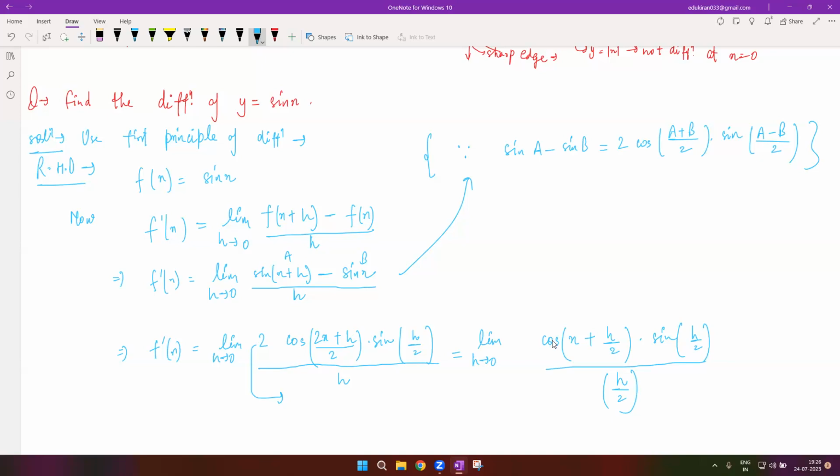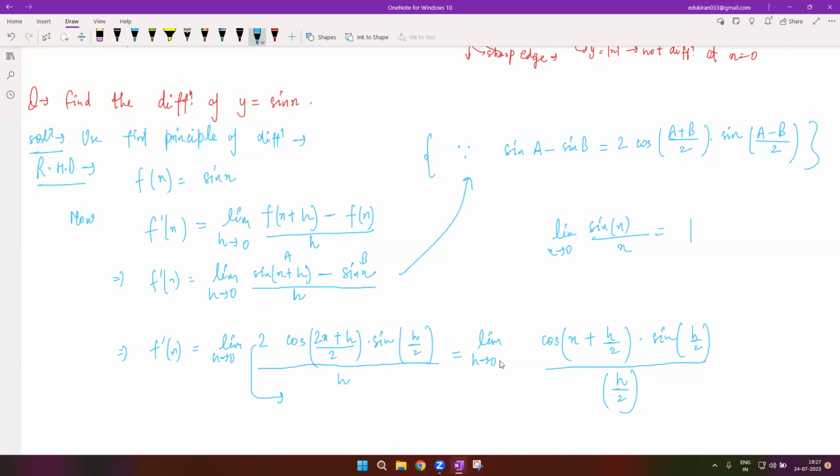Now, why am I writing it like this? Because we do know a formula for limits. We have written this formula while we were solving the last topic, continuity, that limit x tends to 0, sin x upon x is 1, right?